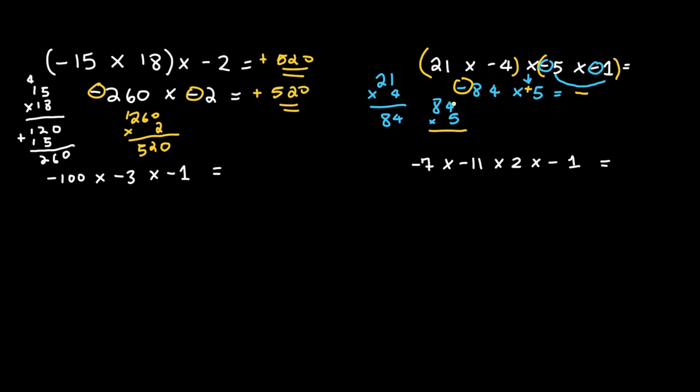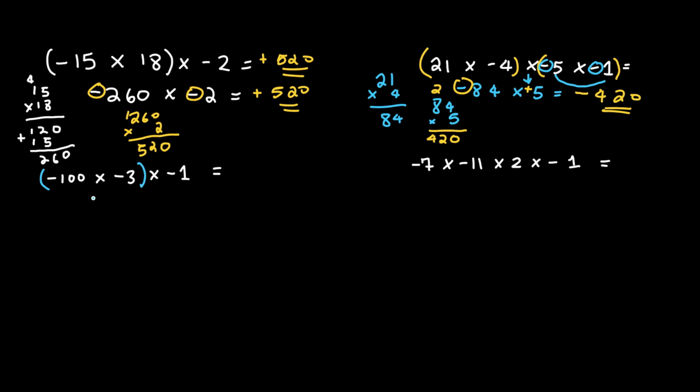Now 5 times 4 is 20. 5 times 8 is 40 plus 2, that is 42. Final answer, negative 420. Alright, let's move on and solve the following problem.